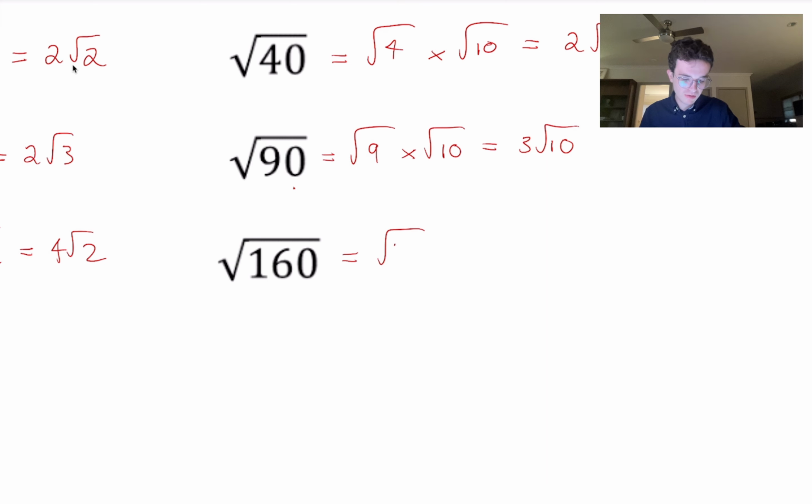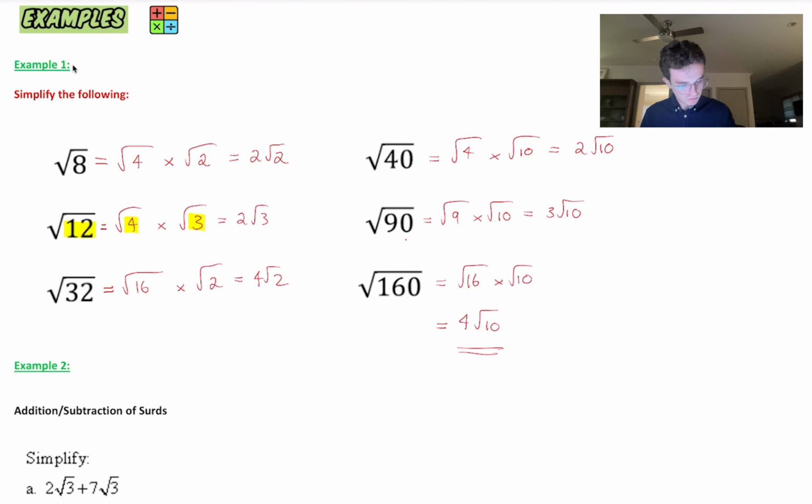So this is the square root of 16 times the square root of 10, because 16 times 10 is 160. Now the square root of 16 is 4, so this is 4 root 10.